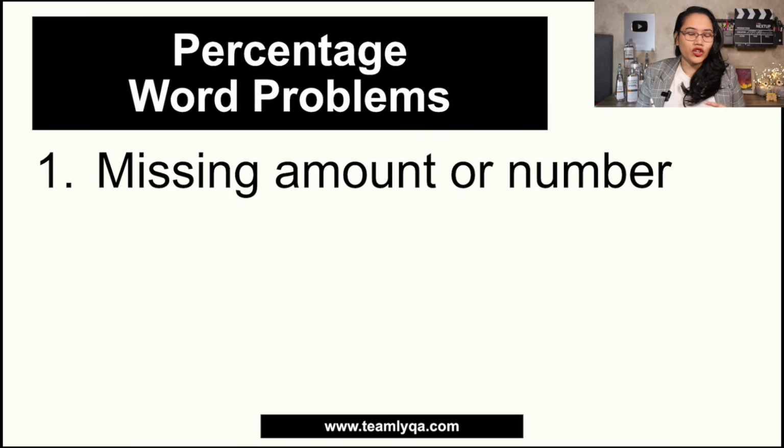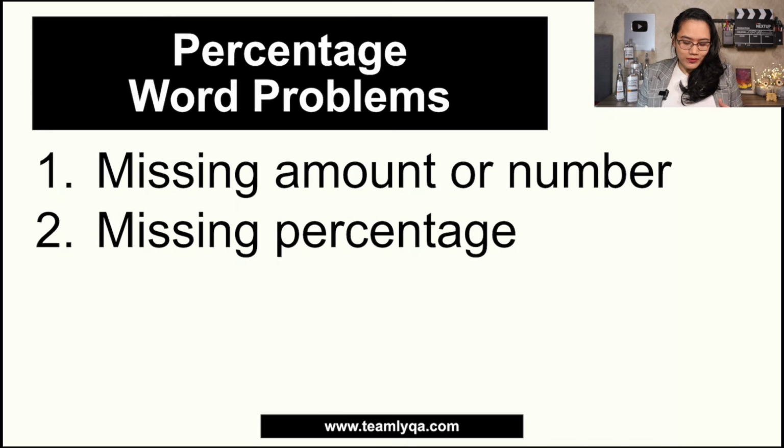Today, we're only going to focus on the first two, which is yung missing amount or number. Ibig sabihin kung ito ay 1 liter at ito yung percentage, ilang milliliters niya yung component na yon, and yung missing percentage. Na kung sasabihin naman niya na ito yung pinaghalo ko, kung ito ay 3 liters ng water at 10 liters ng alcohol, ano yung percentage niya.